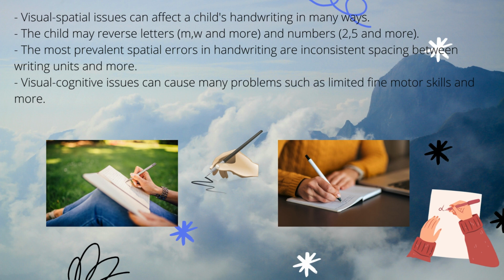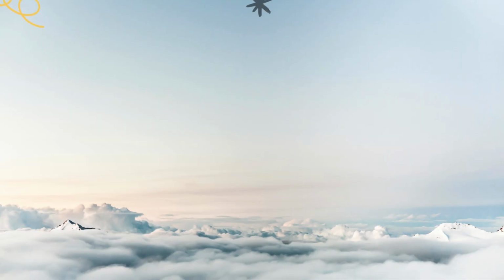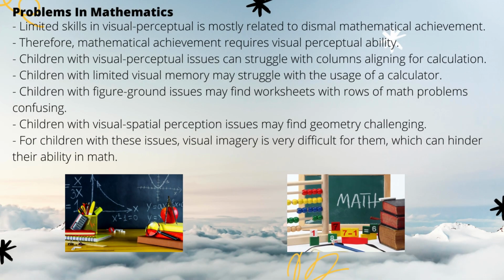Visual spatial issues can affect a child's handwriting in various ways. The child may reverse letters, like confusing M with W, W with M, and more, and also numbers like 2 and 5. The most prevalent spatial errors in handwriting are inconsistent spacing between writing units and more. The gap will be too big or too small. Visual cognitive issues can also cause many problems such as limited fine motor skills and more.